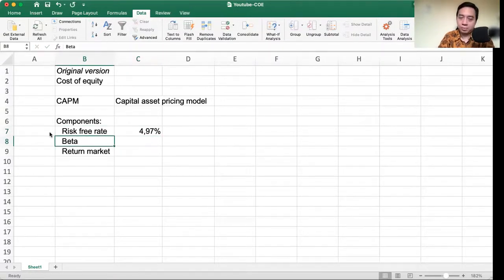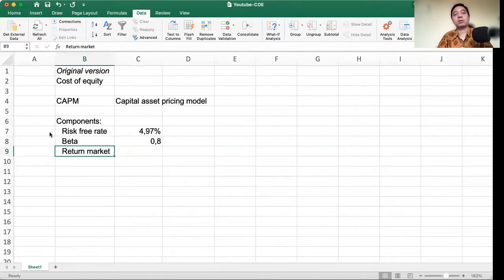The second component is beta. Beta is representing the systematic risk, and it is pretty easy to identify the value of beta, especially for a public company. All you have to do is go to Google or Yahoo Finance. You can come to the Yahoo Finance website and put in the ticker or the company code. Right after that, you will find how much beta they have. For example, let me put the beta as 0.8.